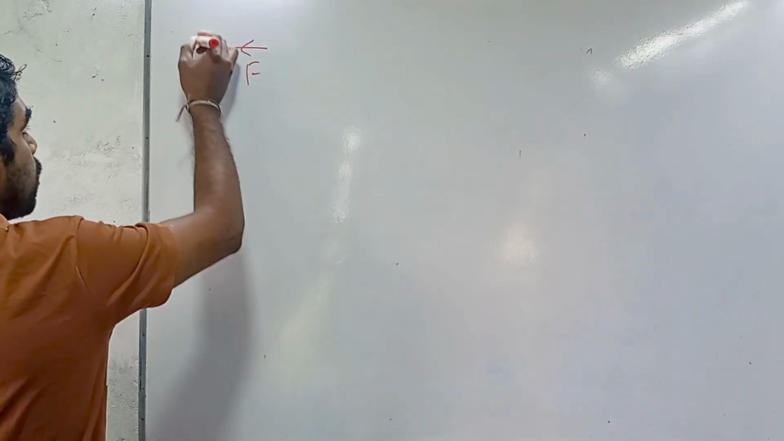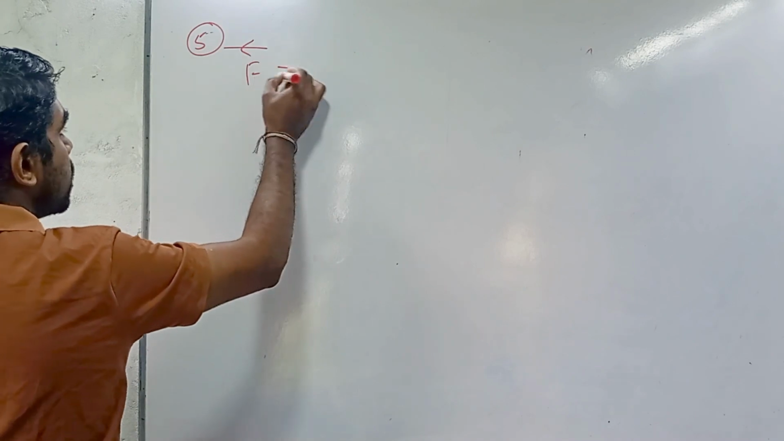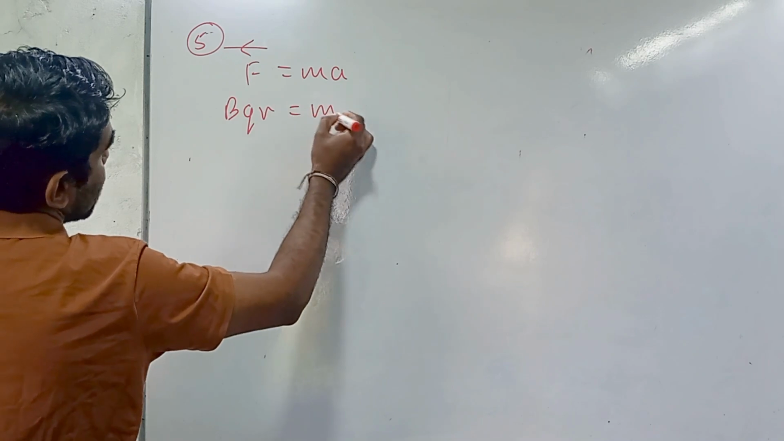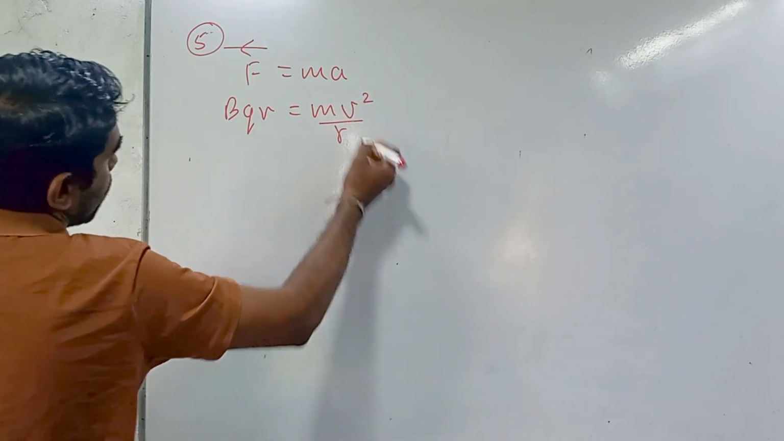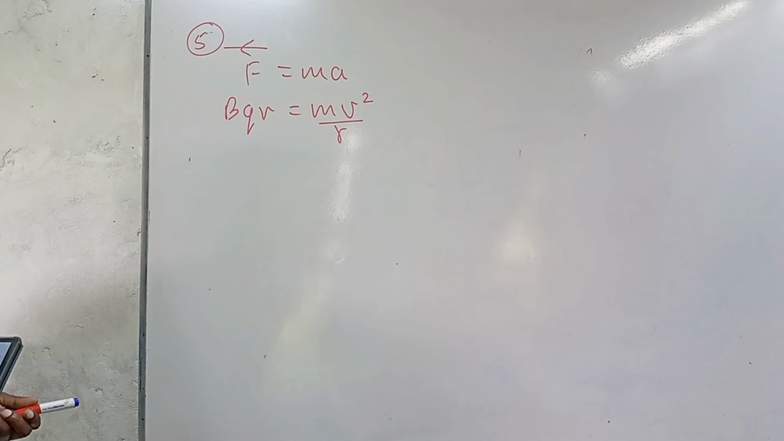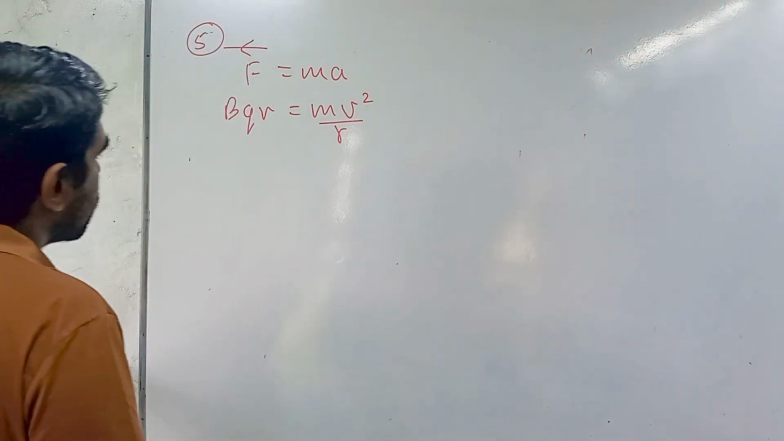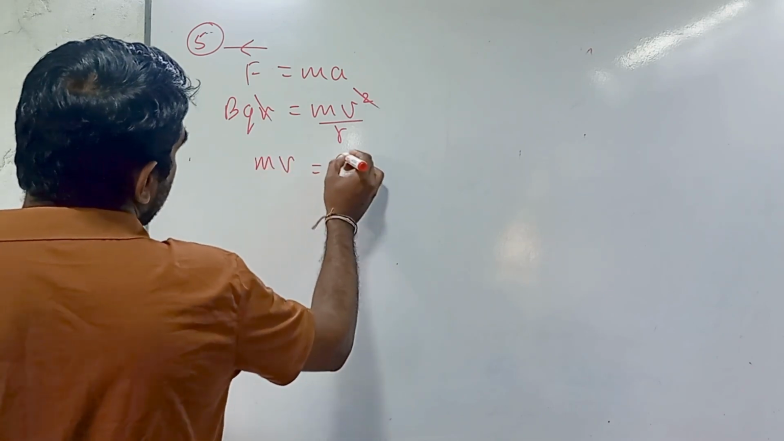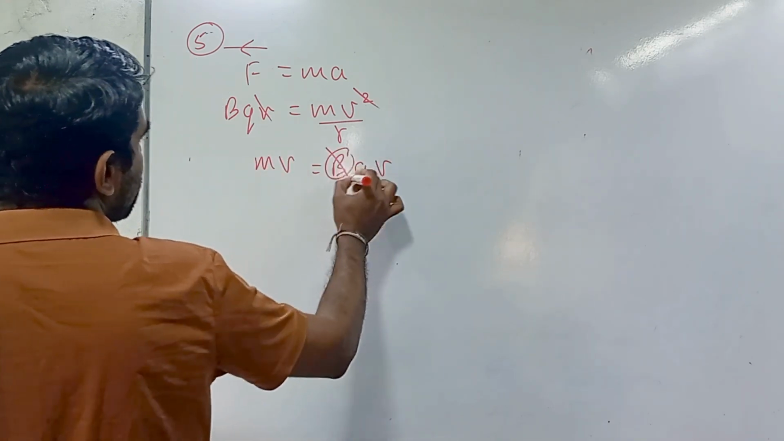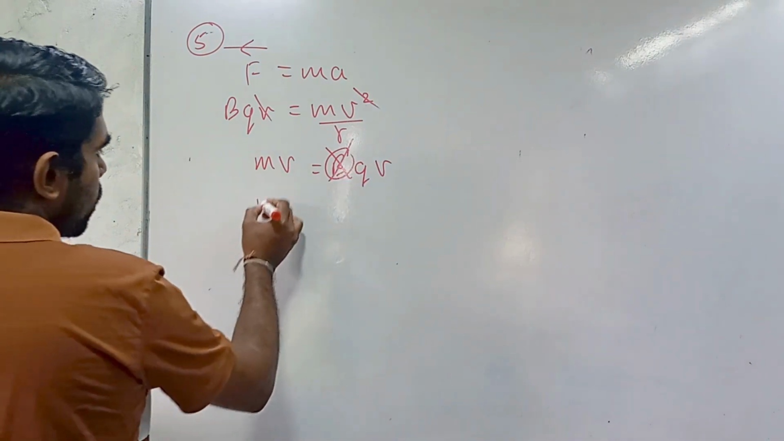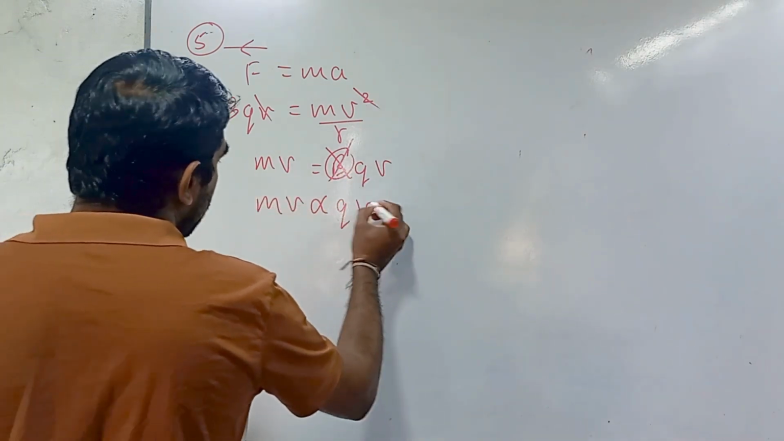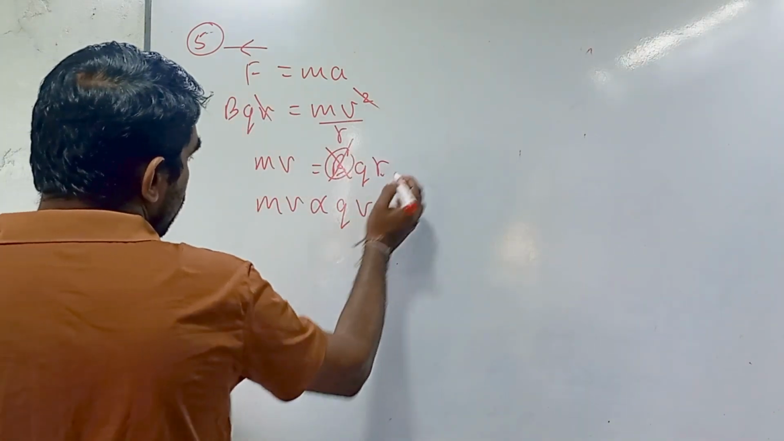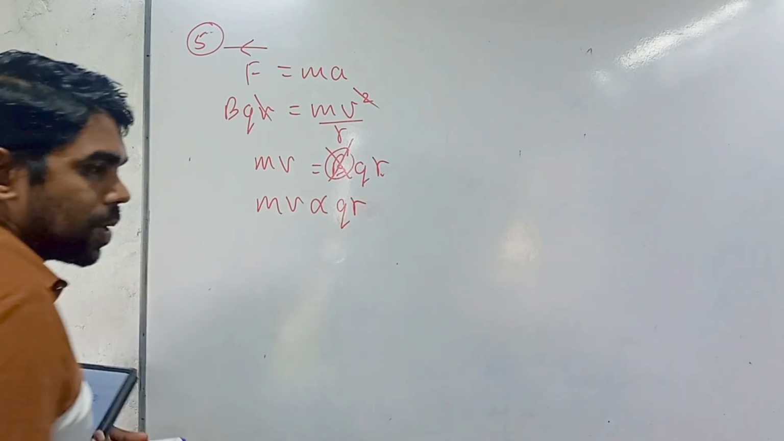We can use F equals ma towards the center. Force is Bqv, and mass times v squared over r, where v squared over r is the centripetal acceleration. Then we can cancel out one v term and I will get mv equals Bqr. For both situations, B is constant. Therefore, mv is directly proportional to the product qr.